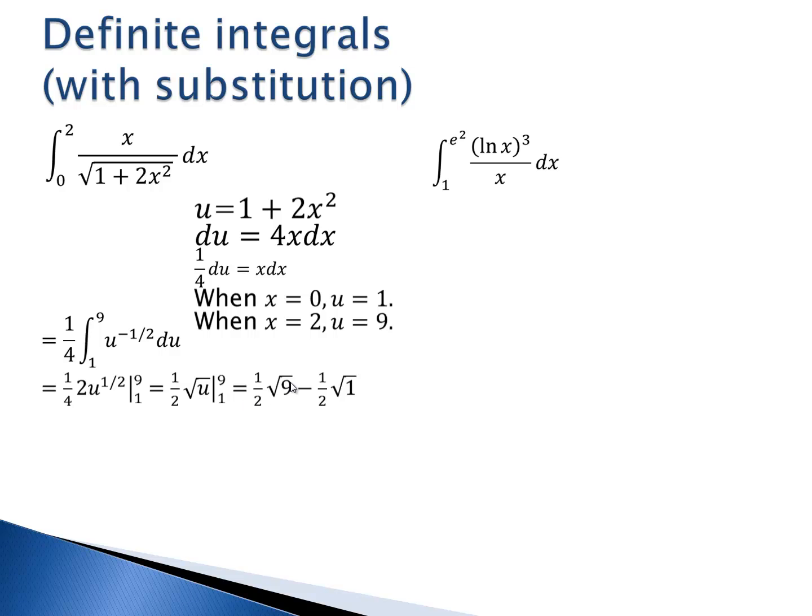So put in our 9, put in our 1. You notice those are perfect squares. So we end up with 3/2 minus 1/2. And 3/2 minus 1/2 is 2/2, and that's 1. So all that to get 1. What we got there. Alright, again, you notice the difference here.